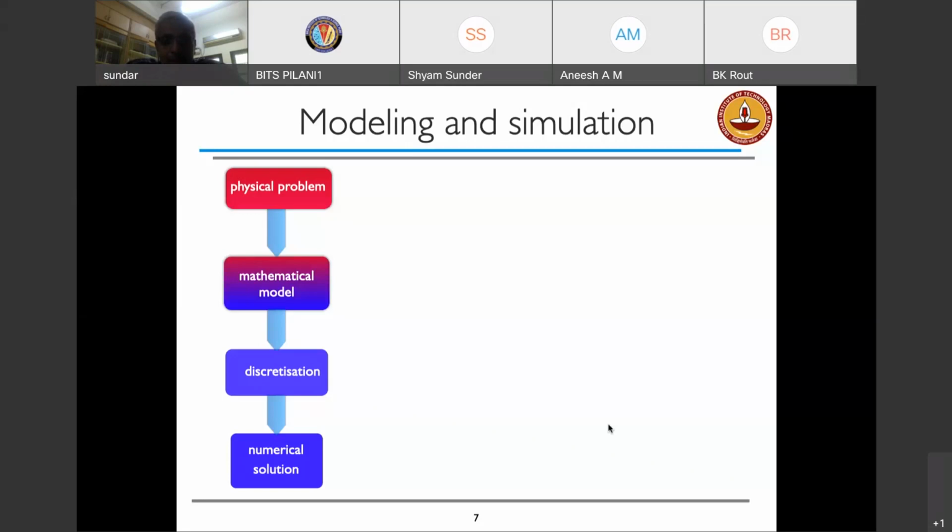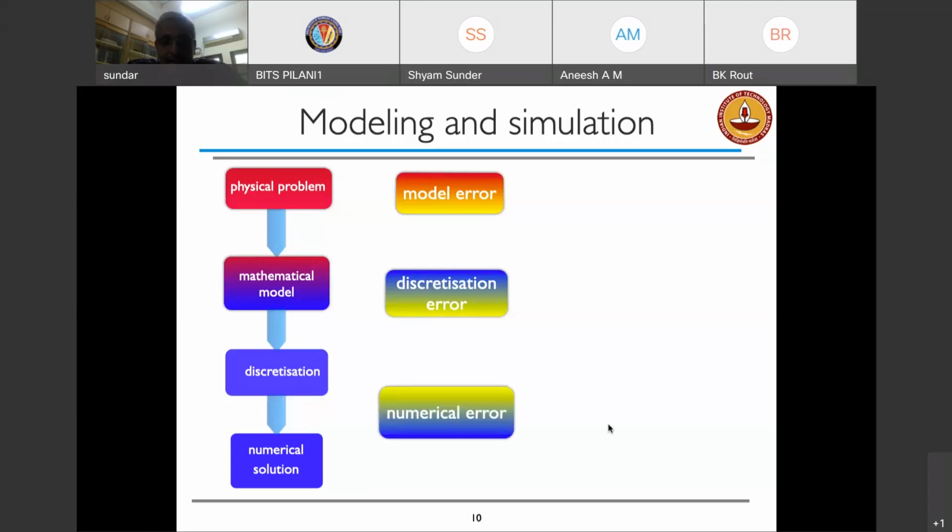However, in this whole process, we know that we have to make a lot of assumptions and approximations in going from one step to the other. For example, idealizing a physical problem to a mathematical problem, we introduce what is called a model error. When converting the mathematical model to a discretization, we introduce what is called a discretization error. And the last one is when we solve the system of equations using a computer, we end up with what is called a numerical error.